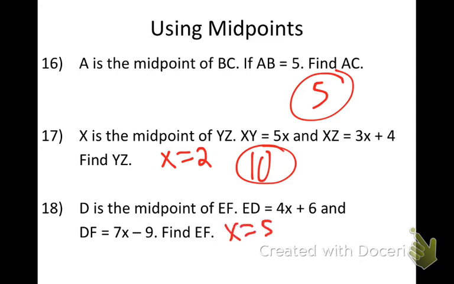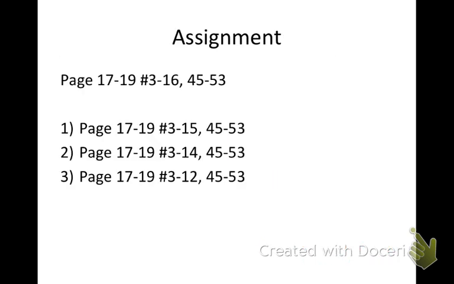You plug it back in, what's EF going to get me? EF is 52. Why is it not 26? Because I wanted the whole segment, right? So here you'd have to plug it in to both of them, or just plug it into 1 and multiply by 2. But yeah, you get 52 here. Nice job. Here's your assignment.